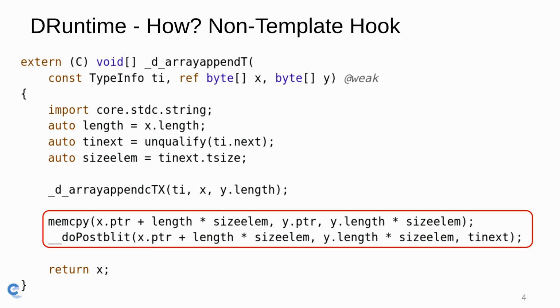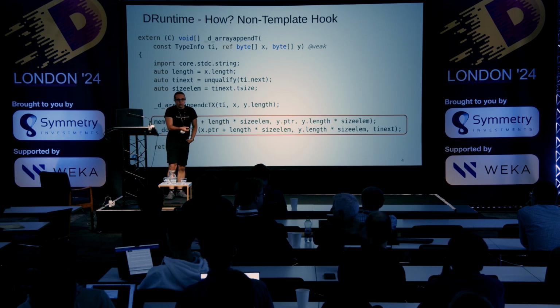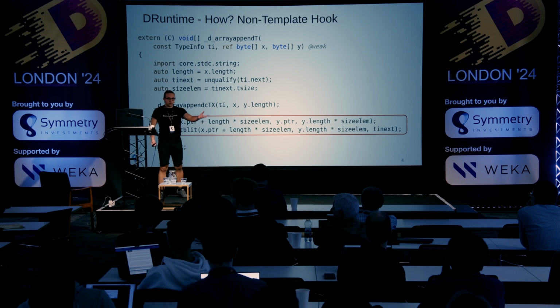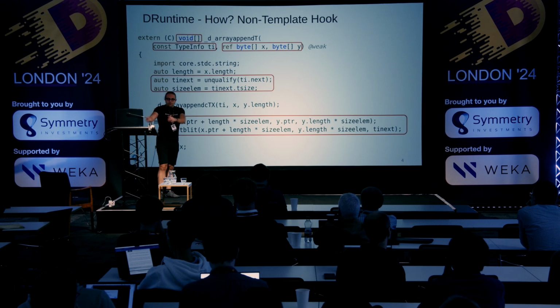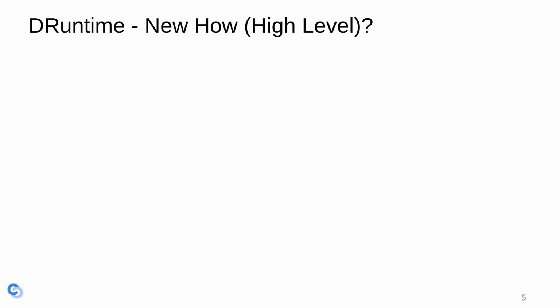Do you see anything wrong with this or anything missing from this approach? I mean, it calls the post blitz, but what's missing? Sorry? Copy constructor. Exactly. So it did not support copy constructors, which is a problem. So if you're using a structure with a copy constructor or a class that had a copy constructor, well, tough luck. Okay. So to put it all into perspective, most of this code is problematic. So we're going to fix it with our approach.